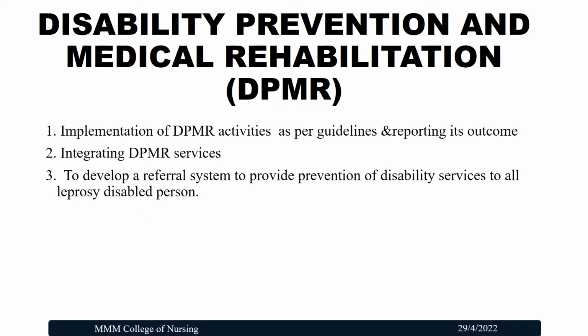Disability prevention and medical rehabilitation. Implementation of disability prevention and medical rehabilitation activities is as per guidelines, reporting its outcome. Second one is integrating DPMR services to develop a referral system to provide prevention of disability services to all leprosy disabled persons.